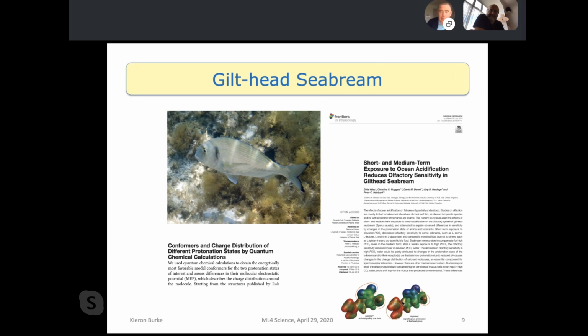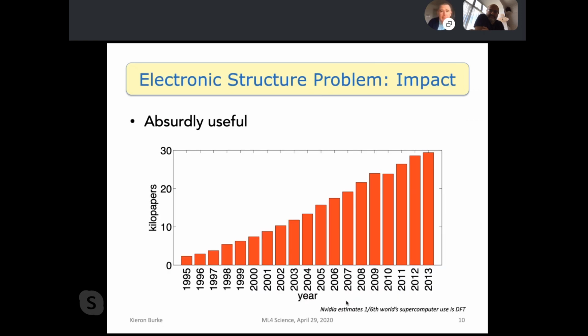And it's important. So this enterprise has spread all over the planet. This is from a few years ago when we did a very careful estimate of what's going on. On the left-hand side, the axis is in kilopapers. I estimate that last year there were probably 50,000 papers published using Kohn-Sham DFT electronic structure. So this is now huge, and NVIDIA estimates a sixth of the world's supercomputer use is running DFT calculations.